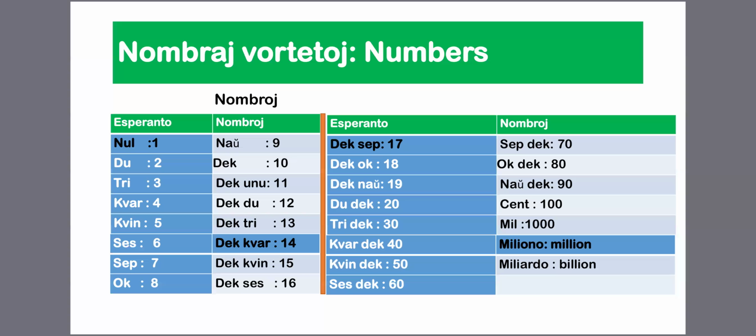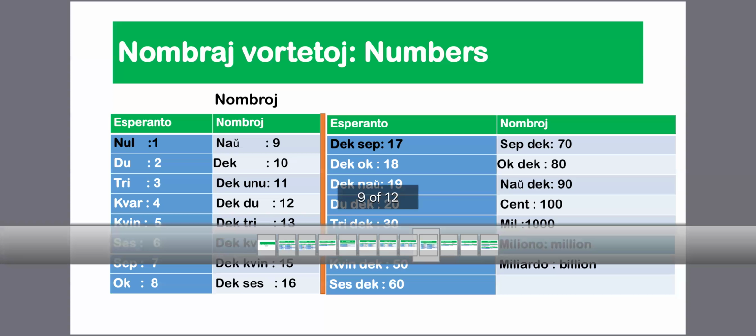Nul, uno, du, tri, kvar, kvin, ses, sep, ok, now, dek, dek uno, dek du, dek tri, dek kvar, dek kvin, dek ses. Miliono, miliardo. Okay, thank you.